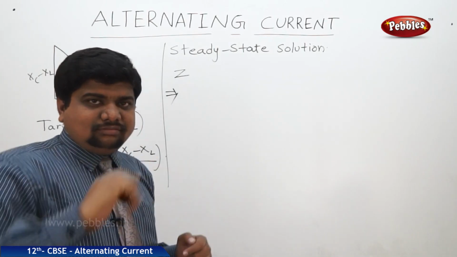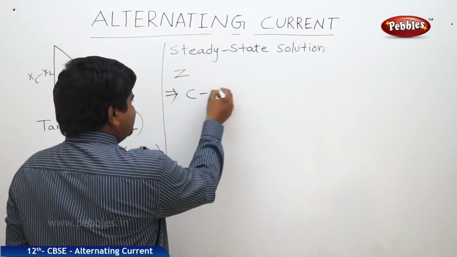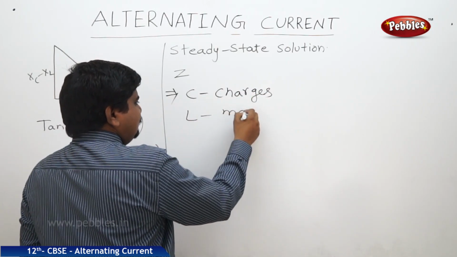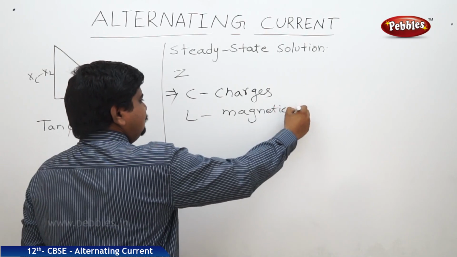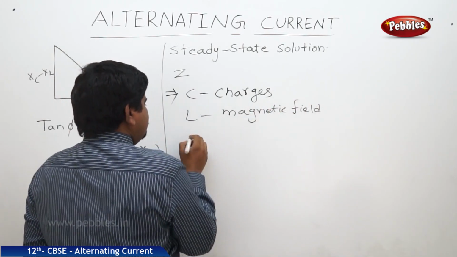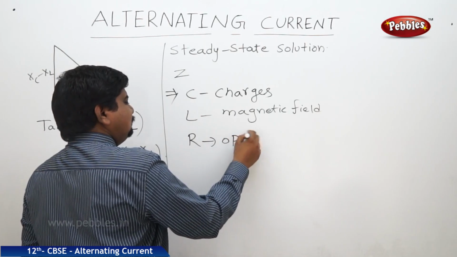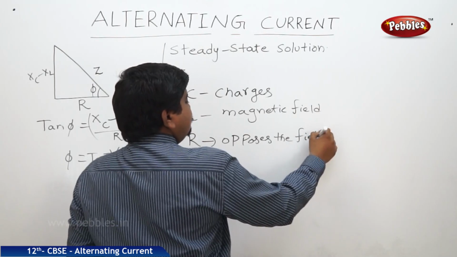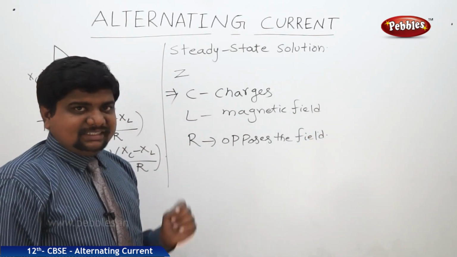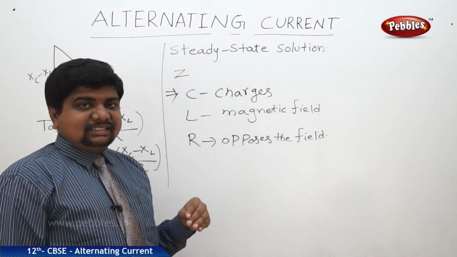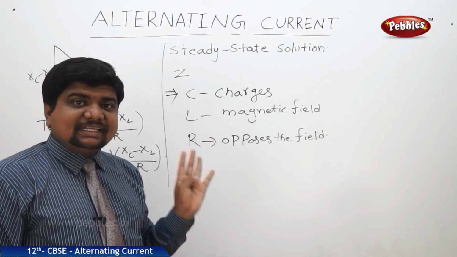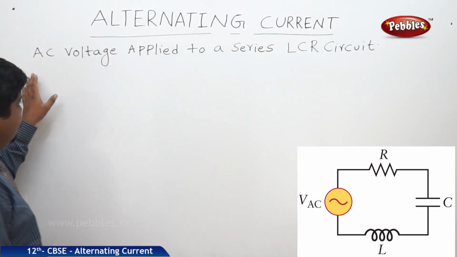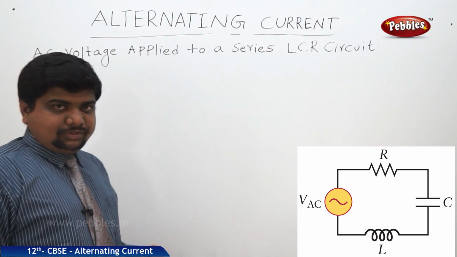As time goes on, the capacitor charges, the inductor produces the magnetic field, and R opposes the field. Then there is a possibility of a change in the resultant voltage. Now we are going to find out that voltage. The solution is called the analytical solution of the LCR circuit. Now we will see the analytical solution of an LCR circuit.